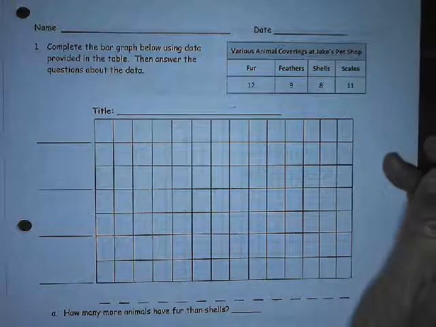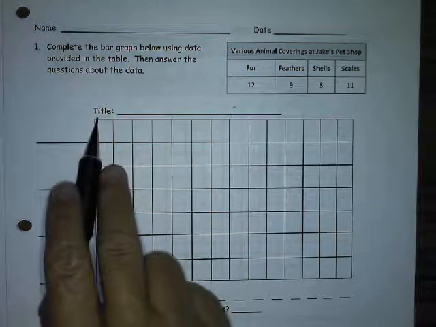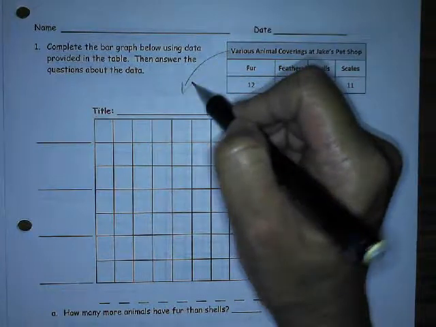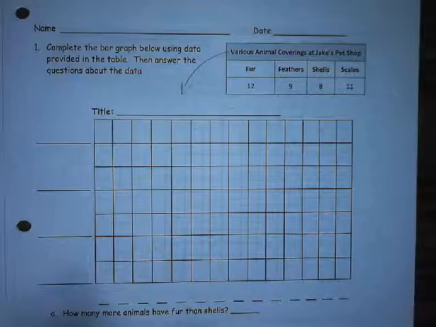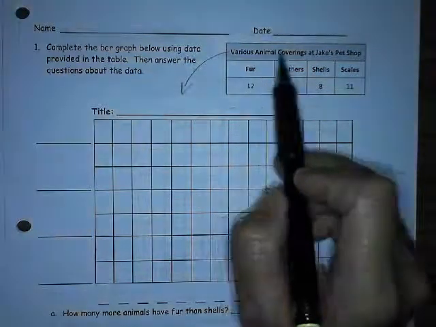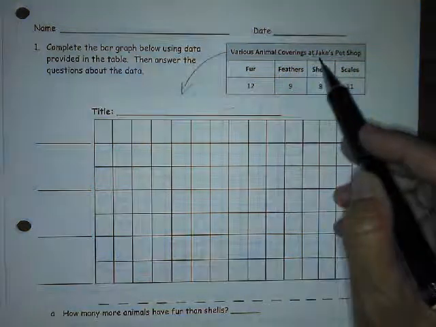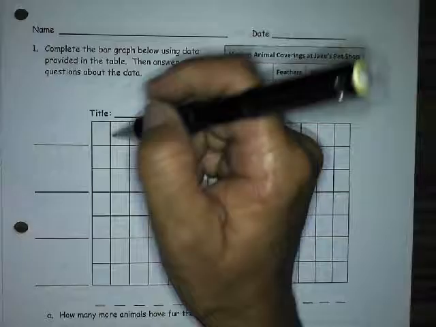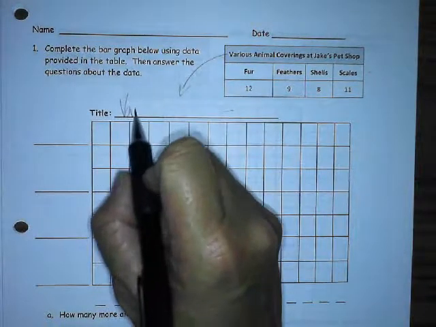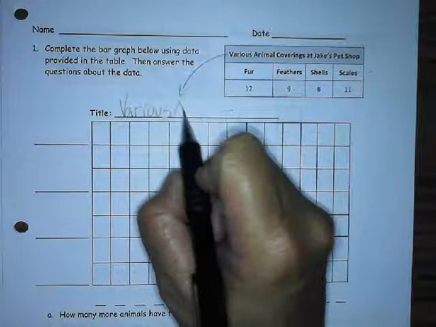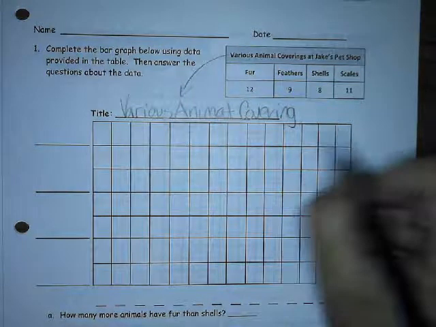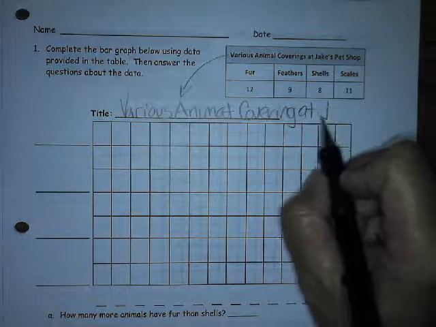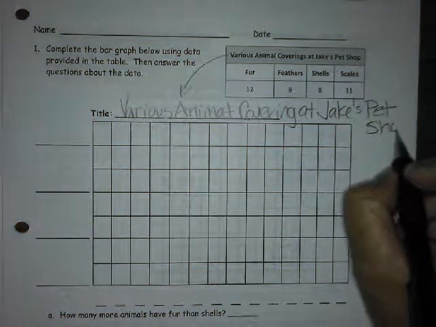So we're going to complete the bar graph, and we know that the title on the bar graph has to be the same as the title on the table. So what are we going to call the title on the bar graph? Various Animal Coverings at Jake's Pet Shop. Remember, we're doing a capital letter. And we are going to go past this line, but that's okay. It's a long title. Oh my, I ran out of room.